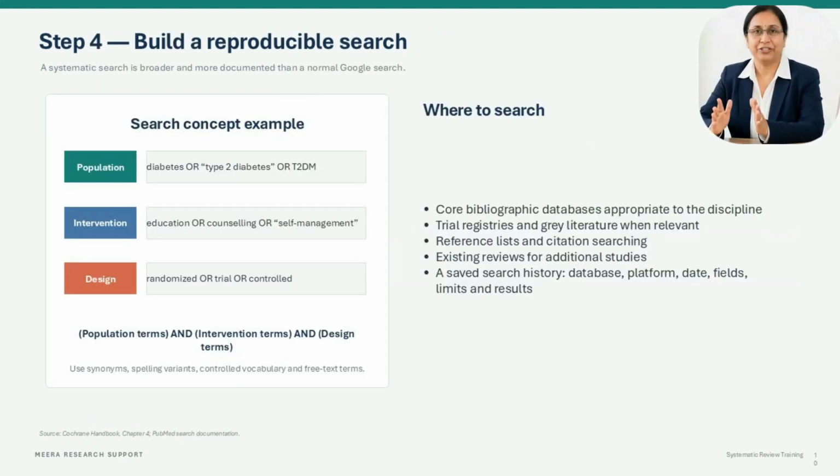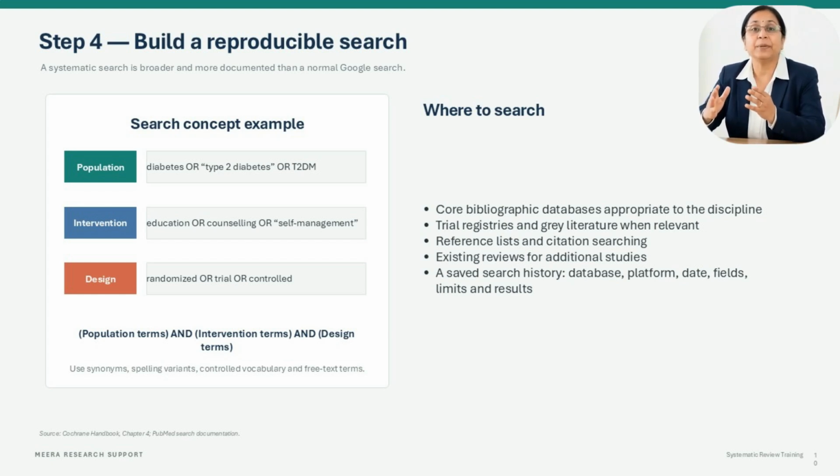A systematic search must be reproducible. Build concept groups from the question. Within a concept, combine synonyms with OR. Combine different concepts with AND. Use both controlled vocabulary such as MeSH in PubMed and free text words.